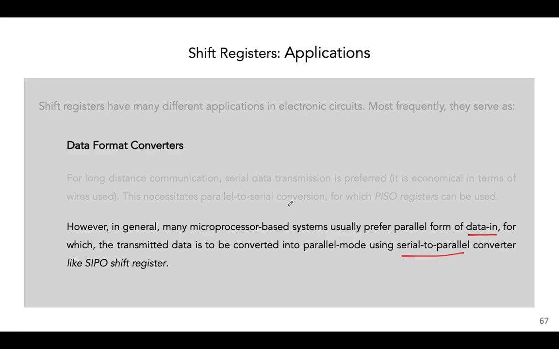So the sender sends the parallel data by converting it into a serial form using a PISO register. On the other hand, the inverse operation happens. The receiver would like to convert that serial data into a parallel form, for which you use the opposite of a PISO, which is a SIPO shift register. So again, a very direct and useful application of shift registers is data format conversion, that is from serial to parallel and parallel to serial.